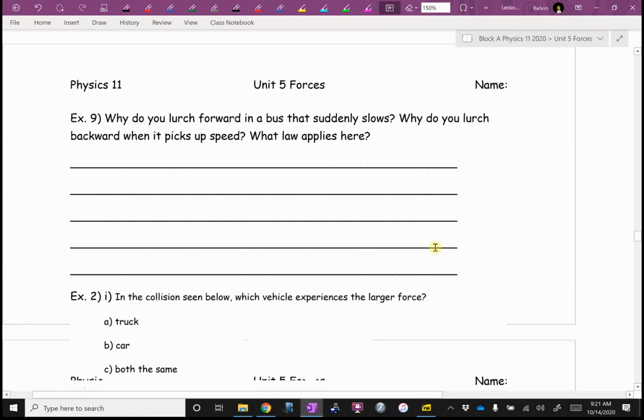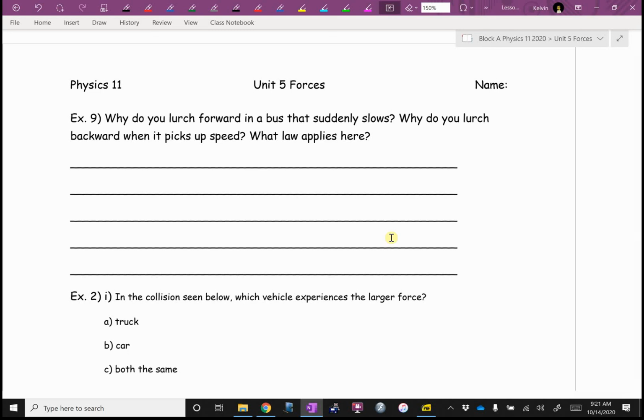Turn the page, or next page over. Why do you lurch forward in a bus that suddenly slows? Which one of Newton's laws kicks in there? Okay. Why do you lurch backward when it picks up speed? And why are both of those technically wrong?